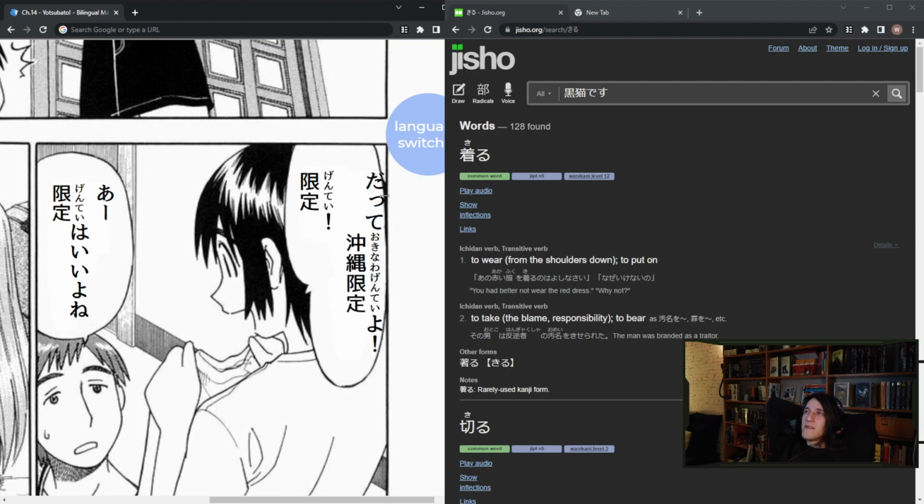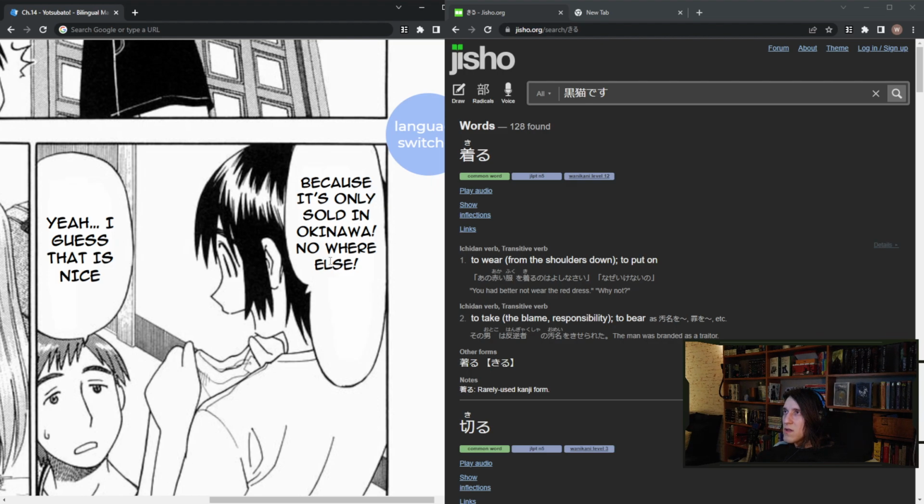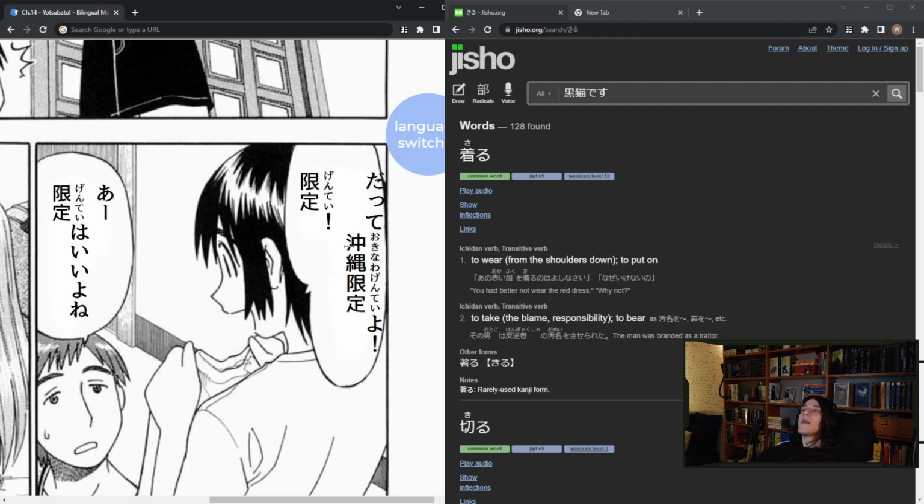Okay, so datte Okinawa. Datte Okinawa gentei yo, gentei. I still do not understand what they mean by this, because it's only sold in Okinawa, nowhere else. Okay, so that's the limit. So they say Okinawa gentei, it's limited for Okinawa. Okay. All right. Understand.